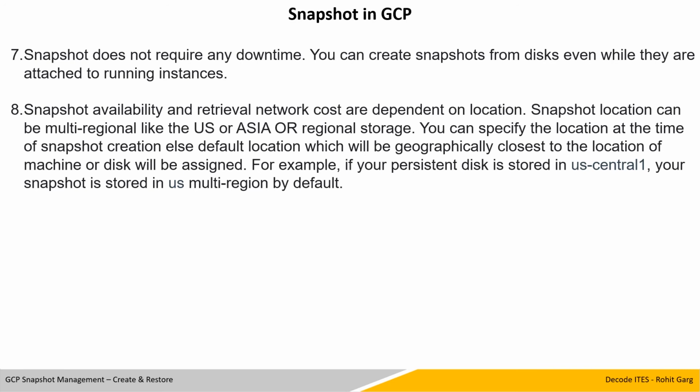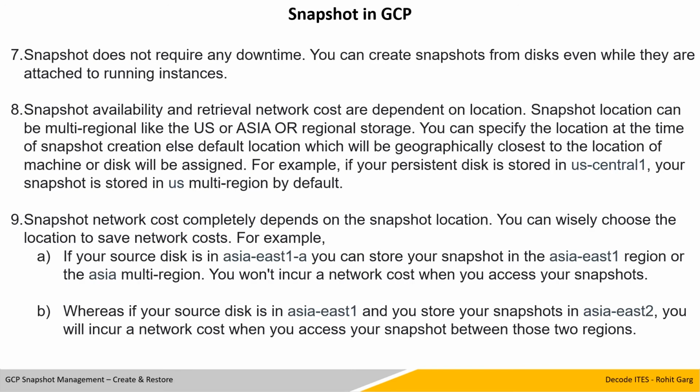You can specify the location at the time of snapshot creation, as the default location will be geographically close to the location of the machine or disk. That means in case your VM instance is a part of the US region or Asia region, Compute Engine will automatically align the US multi-region or Asia multi-region as the snapshot location. For example, if your persistent disk is stored in US Central 1, your snapshot is stored in the US multi-region by default.